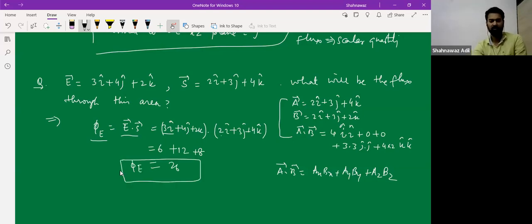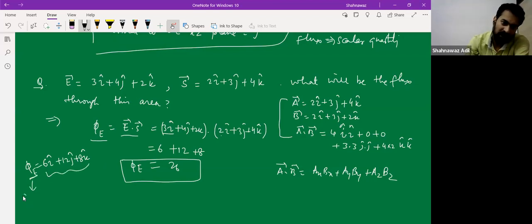Understood? Because your answer will not be a vector quantity. It is a scalar quantity. So you wrote 6i plus 12j plus 8k, right? This was your electric flux. But you see that this is a vector quantity, right? This is a scalar quantity. This is a vector, right? So this can't be true. This has to be a scalar quantity, right? So this is a scalar quantity, right?